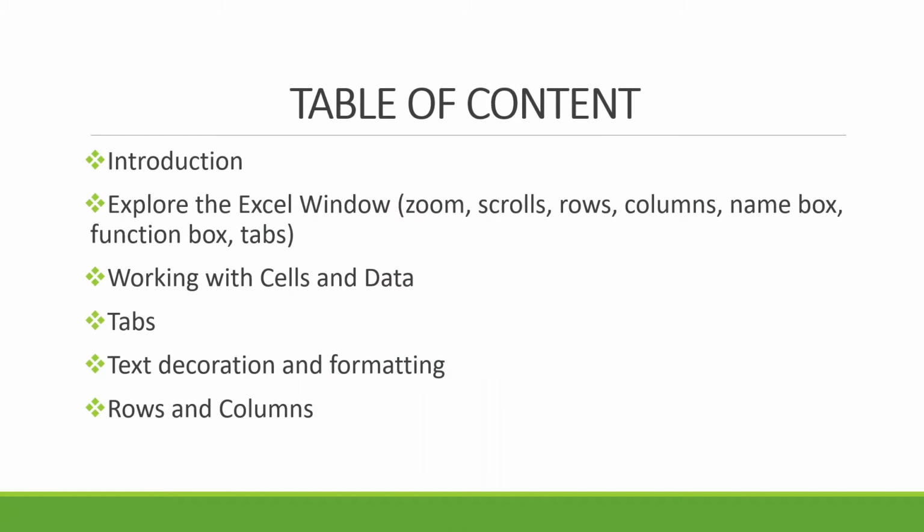All right, so the first thing we're going to do is go through our table of contents. I'll first introduce you to Excel, then we will explore the Excel window, the first window you see when you open Excel. Then you start working with cells and data. The next thing we will learn after that is tabs, which is very important. We will learn all the functionalities and tools under each of the tabs. Then we will start working with text decoration and formatting. Then we get into rows and columns.